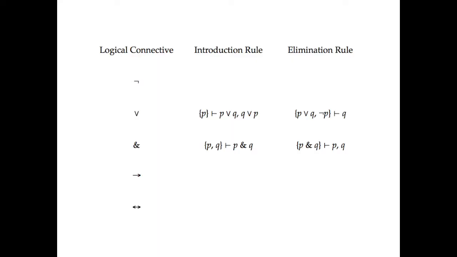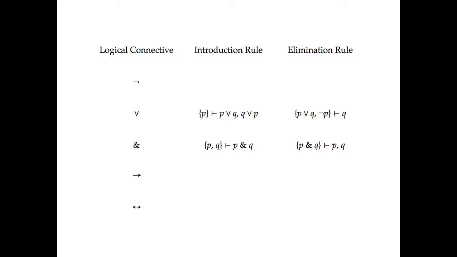To start out with, I wanted to remind you of the inference rules that we have so far. Remember, we have 5 different logical connectives: not, or, and, if then, and if and only if. For each logical connective, we're going to have one introduction rule and one elimination rule. So far I have given you introduction and elimination rules for or and for and. The introduction rule for or tells us that if you have the premise P, that proves P or Q. It also proves Q or P.